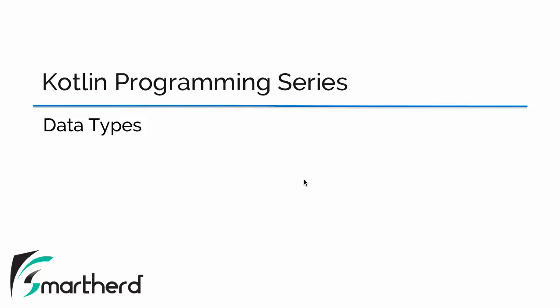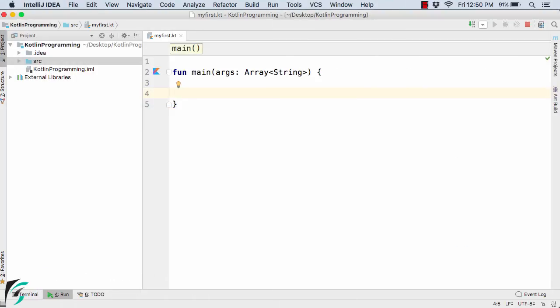Now in this video, let us check out the demo for the data types in Kotlin. To define any variable, we need to use the keyword var, space, give it a name such as name, equal to, let's say, Henry. Now here we have defined var name equal to Henry.